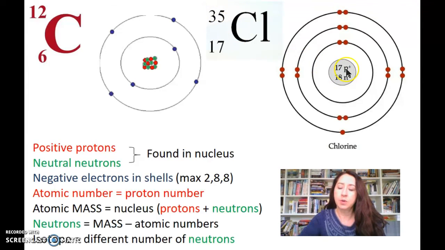If I've got 17 positive protons, then I need to balance that around with my electrons, 2 in the first shell, 8 in the second shell, and then because I need to get to 17, 7 in the third outer shell, you can see there.